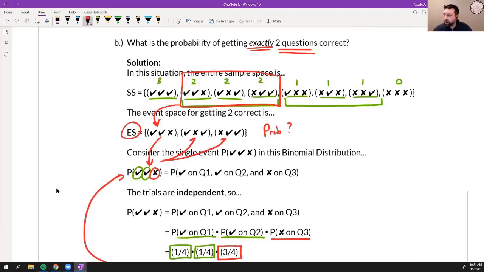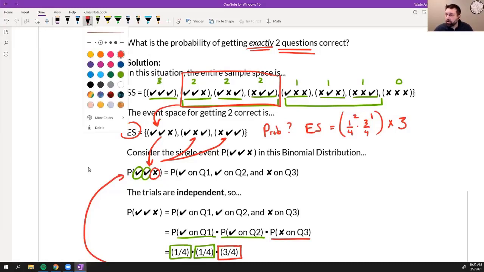So if we wanted to find the probability of the event space, it's going to be 1 out of 4 to the second power times 3 out of 4 to the first power times 3, because there's 3 of them in this space. So maybe you noticed a pattern, and there is a pattern going on here. There is a formula hidden behind the scenes here. And maybe in order to flush out that formula, we need to look at all of the examples.